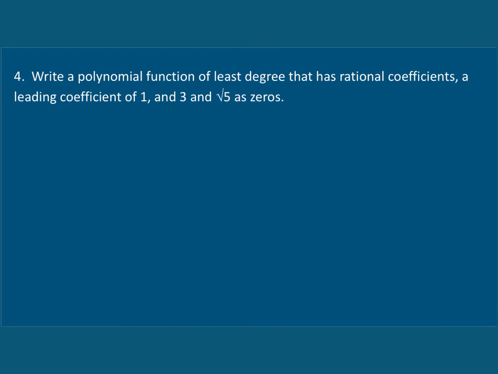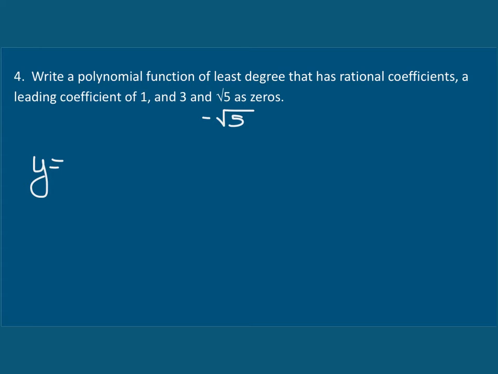In our fourth example, we're told to write a polynomial function of least degree, and I'm going to talk about that part in just a second, that has rational coefficients, a leading coefficient of 1, and 3 and the square root of 5 as zeros. Okay, so first of all, when it says least degree, that means we're coming up with the simplest possible polynomial function. We're given 2 zeros as starting points, 3 and the square root of 5. Well, since the square root of 5 is there, I also know that the opposite of the square root of 5 has to be there as well because they come in pairs when they're irrational.